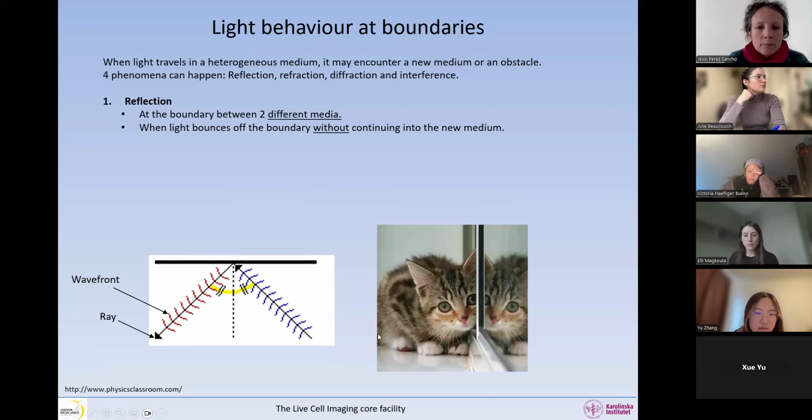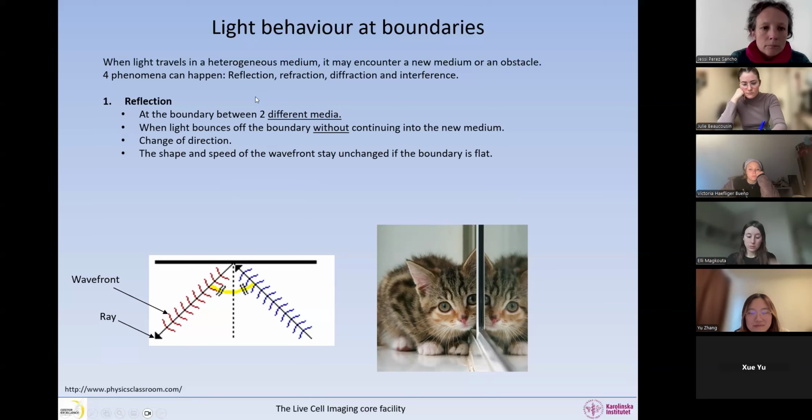So you know reflection. This is what happens on a mirror, for example. If you have a cute cat, this is the thing that happens. The light does not pass the mirror. It just reflects and stays on the same side. So we have a change of direction of light, but the shape and the speed of the wavefront are not changed. The boundary is flat, so when we have a flat mirror, we get an image that looks exactly the same as the object. In that case, there's no deformation of the image.